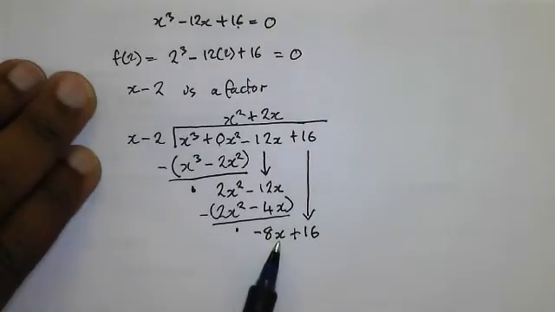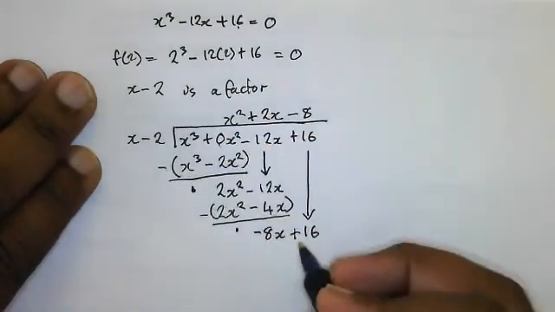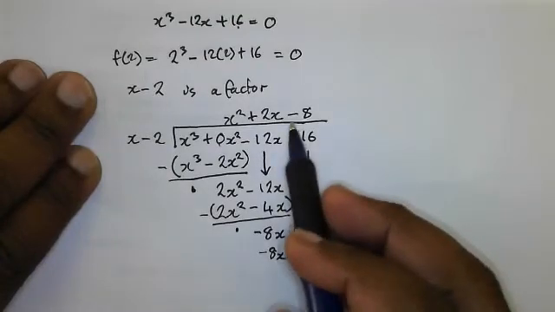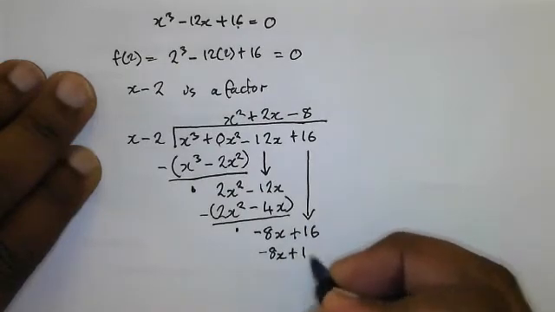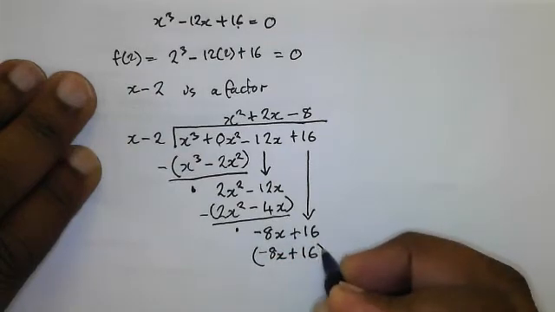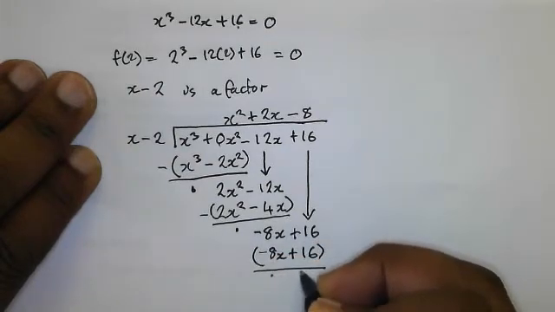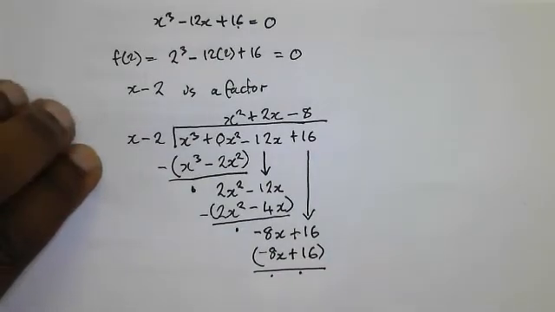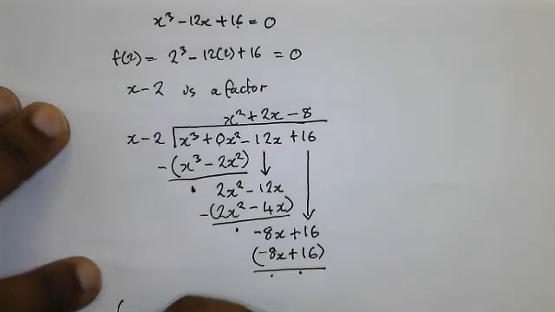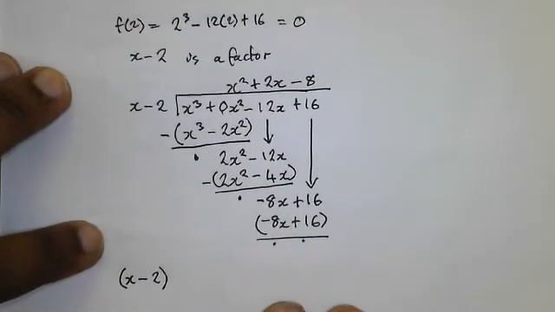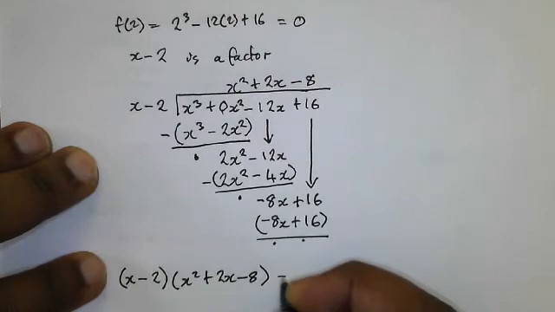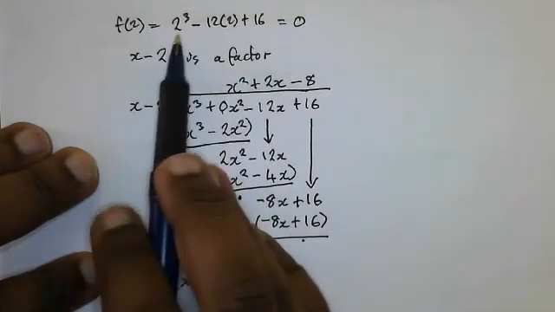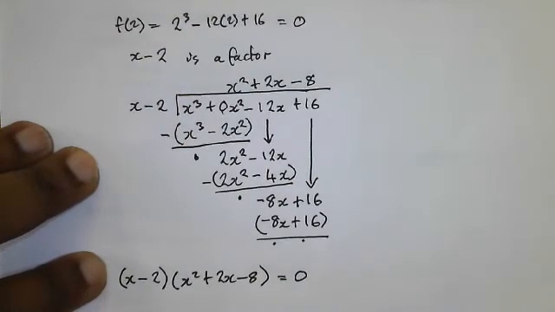Now we're going to divide x into negative 8x. That is negative 8, right? And negative 8 times negative 2 is going to bring positive 16. We are minusing the same thing, so obviously that means it falls away. So what we now have as our equation is this: the first factor is x minus 2, and the other factor is x squared plus 2x minus 8, and this is equal to 0, because this and that is the same.